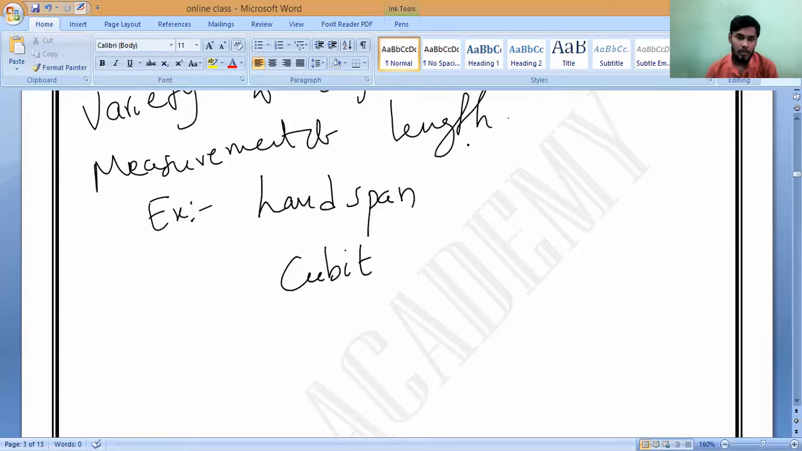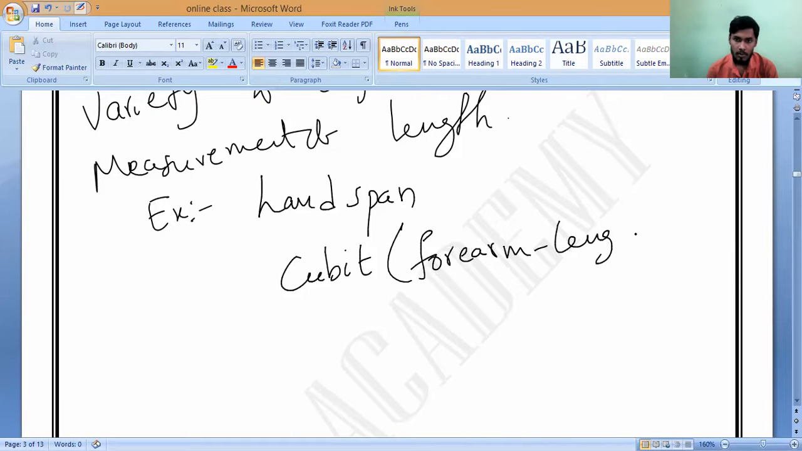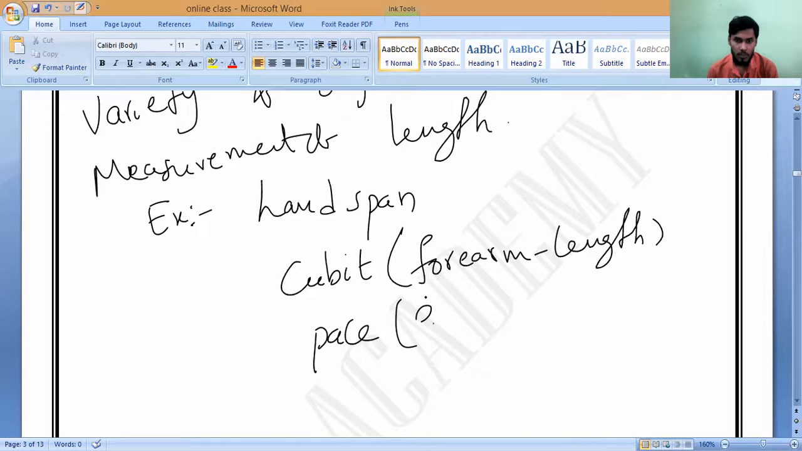Cubit means what? What is the meaning of cubit? What is a cubit? 4 arm length. 4 arm length. Next one, pace. Pace means what? Foot length. Foot length. Footstep. Like another thing, footstep.